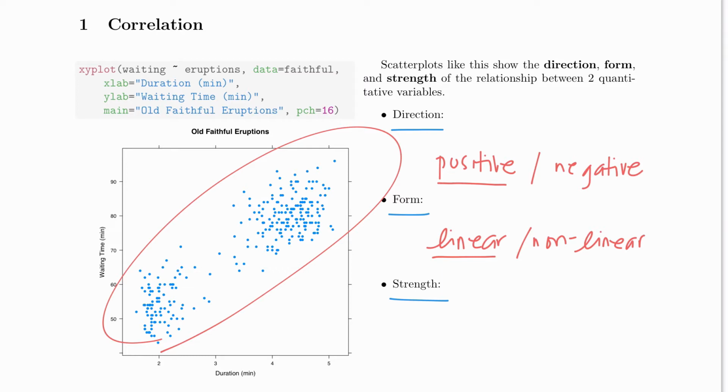Finally, we're going to talk about strength. If you tell me the value of one variable, how surely can I tell you what the other variable is likely to be? Put another way, we can talk about strength as how tightly clustered to, say, a line or some other kind of pattern these points happen to be.